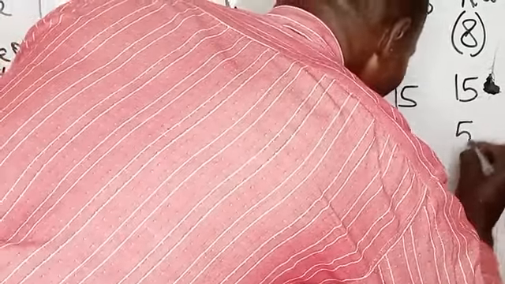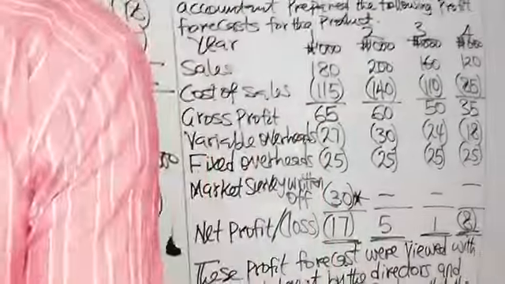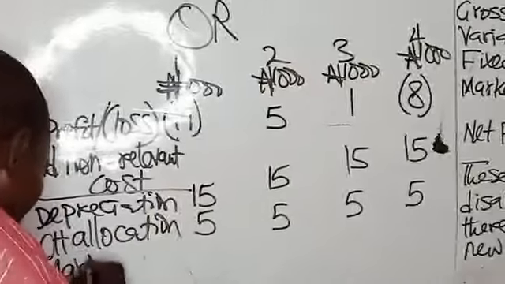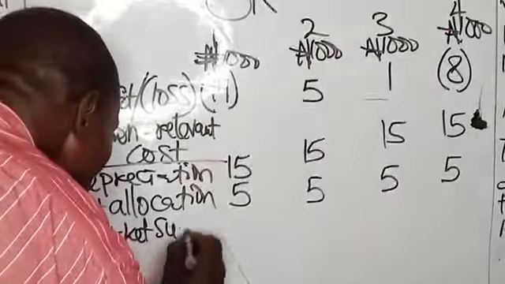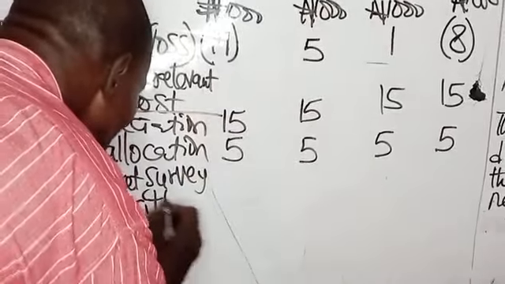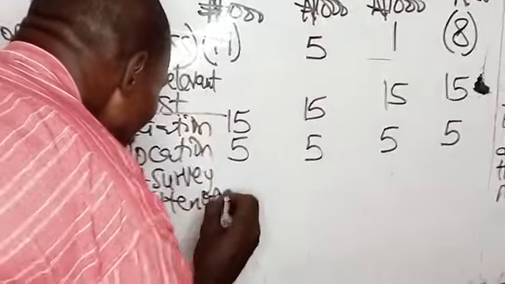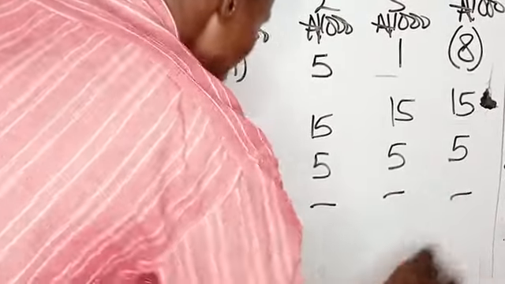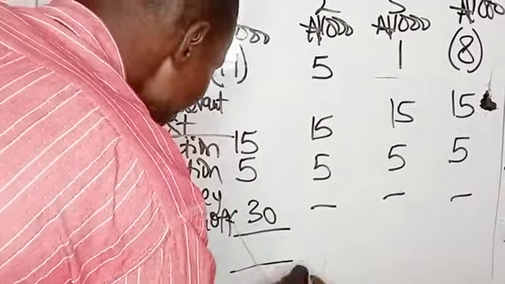Then we also have a market survey written off of 30,000 in year one. So we add it. You add non-relevant expenses.